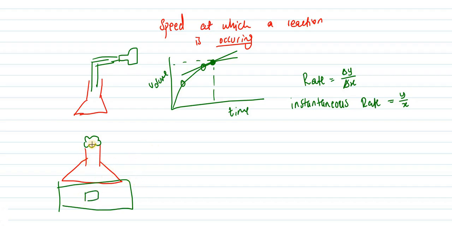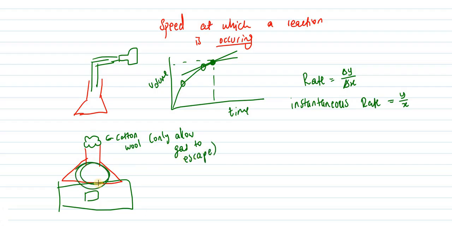Remember the cotton wool that is usually put there. That cotton wool is to only allow the gas to escape, okay? Because we need to know how much of the contents we have left. So that's why we only allow the gas to escape. Now, that mass balance is gonna give us the grams of the contents inside the beaker, okay? And those contents tell us how much of the reactants we have left.